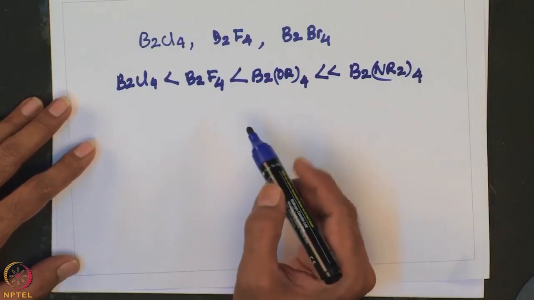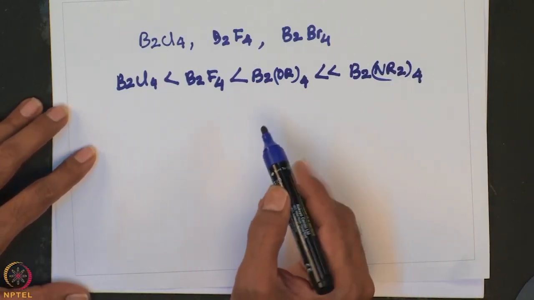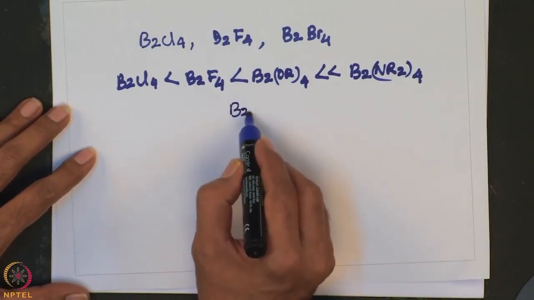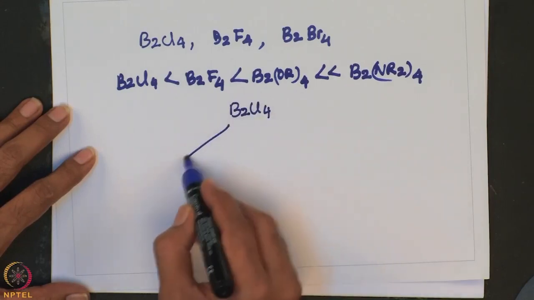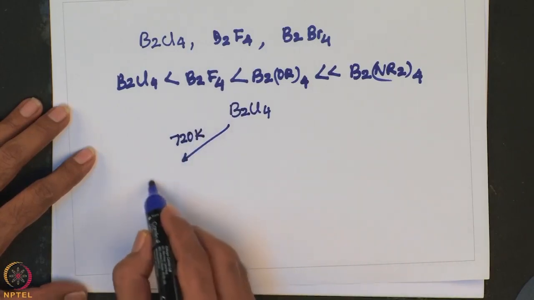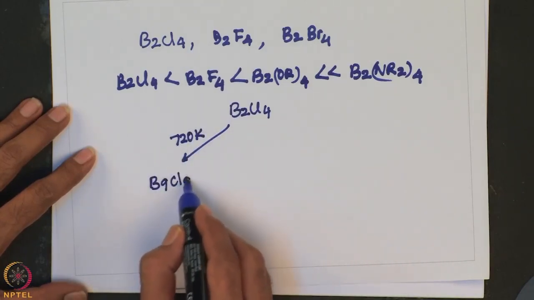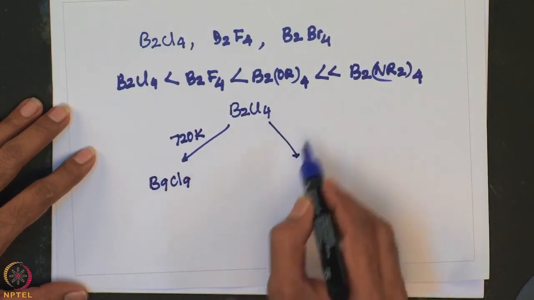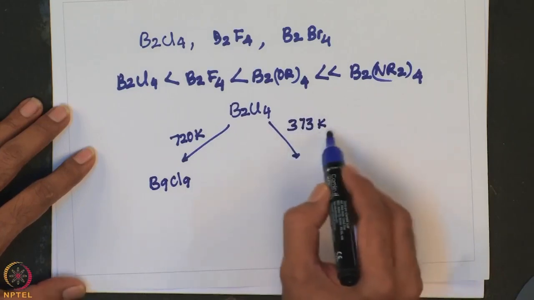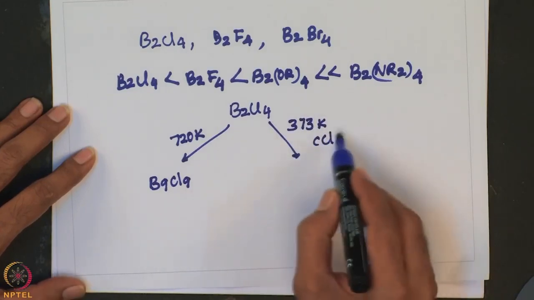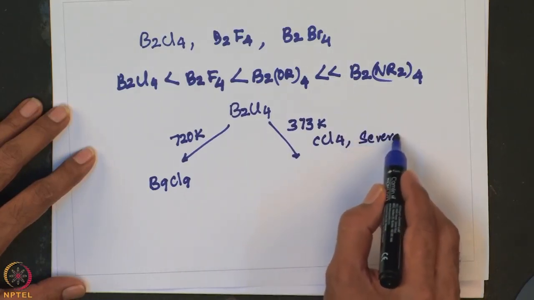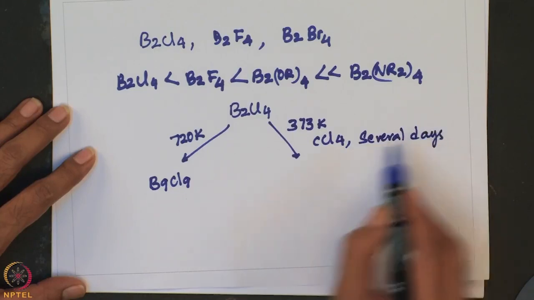Okay. And these B2Cl4, at higher temperature, can give higher analogs of boron halides. For example, B2Cl4, when it is heated to 720 Kelvin within a few minutes, forms B9Cl9, or on heating it to 373 Kelvin in the presence of CCl4 over several days, it gives B8Cl8.